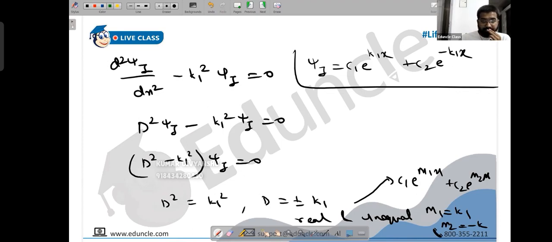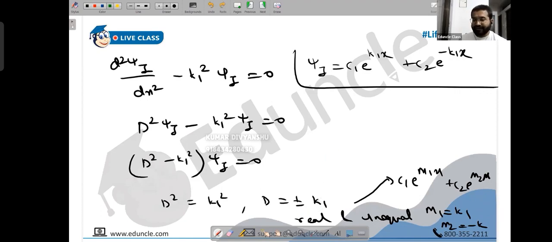Sir, can we write psi 1 as e raised to alpha x, in that form? No. That is for when you have complex roots, and you don't have complex here. You write e raised to alpha x into c1 cos beta x plus c2 sin beta x when you have alpha plus or minus beta i. Do I have a complex i right now? No, so you cannot do that.